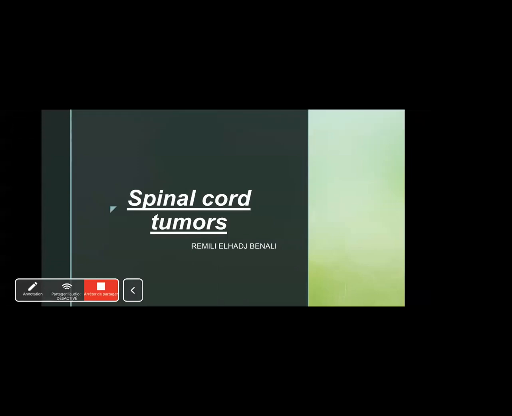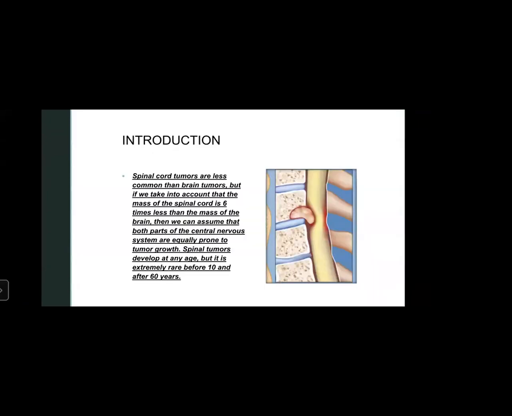So everyone, today I'm going to discuss spinal cord tumors. Generally, spinal cord tumors are less common than brain tumors, but if we take into account that the mass of the spinal cord is 6 times less than the mass of the brain, then we can assume that both parts of the central nervous system are equally prone to tumor growth.